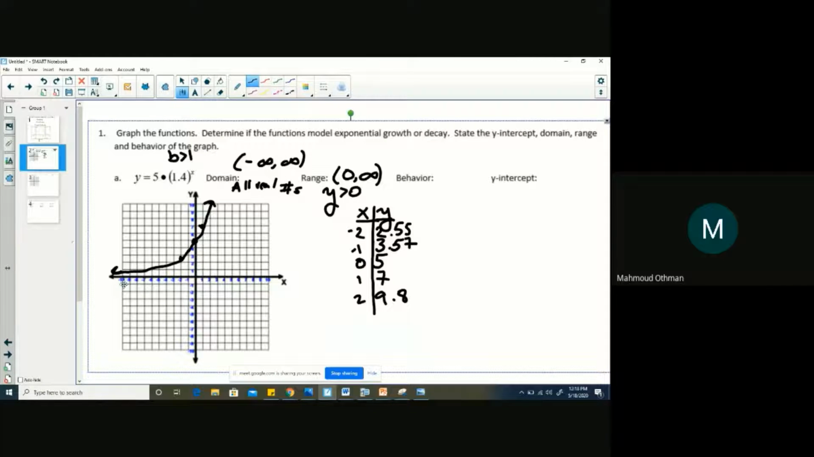As you can see, this thing goes all the way from negative infinity to positive infinity in terms of the domain. The range, it tries to touch 0 but never gets to touch 0, so it's y greater than 0, or from 0 to infinity. The behavior, let's take a look. As x increases, y increases, because as x gets bigger, y gets bigger. The y-intercept: when x is 0, y is 5.